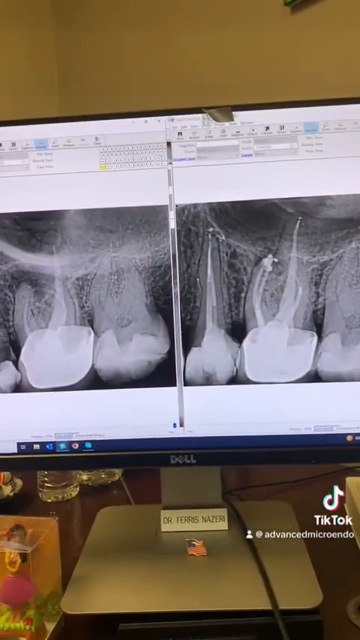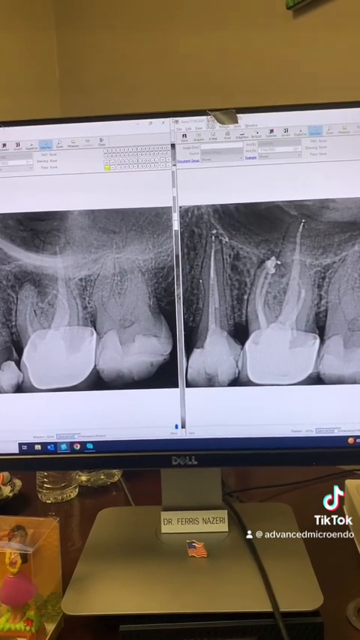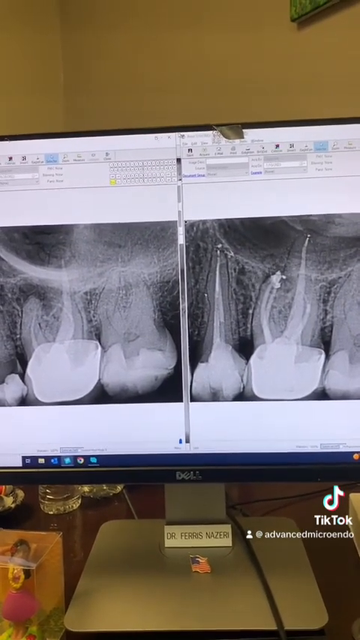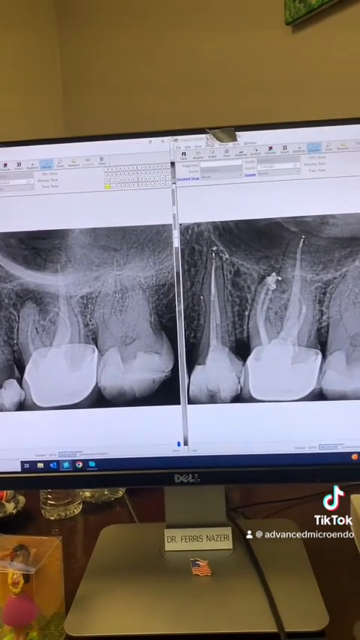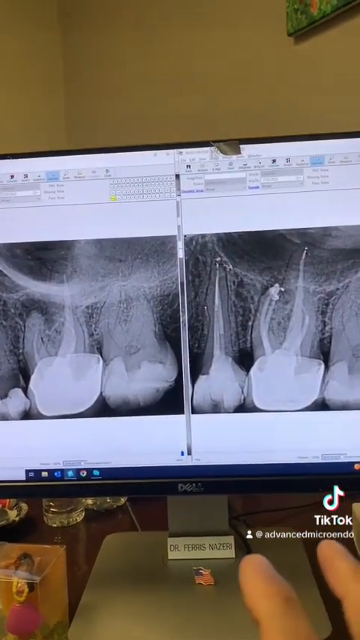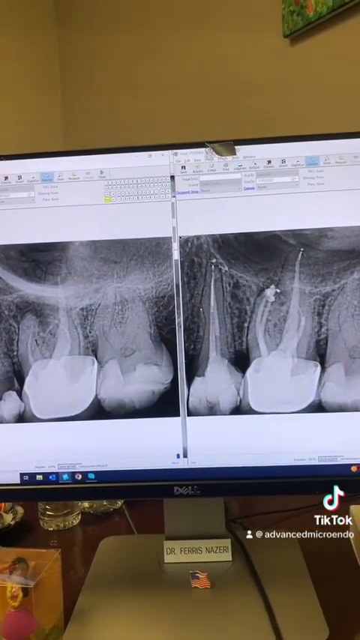So root canals, if done properly, they will work. Endodontic retreatments, if they're done properly, they will work also. You just need to take your time and know what you're doing and do a good job.